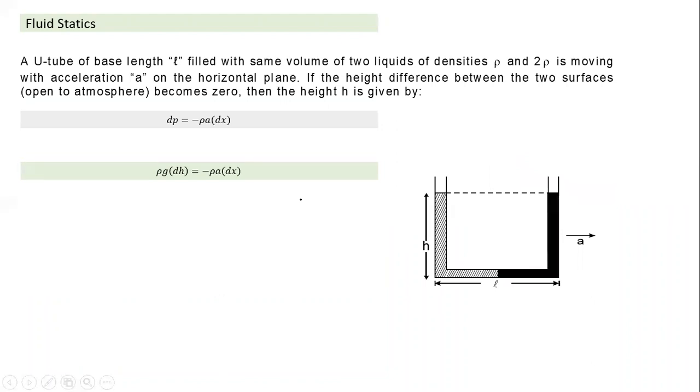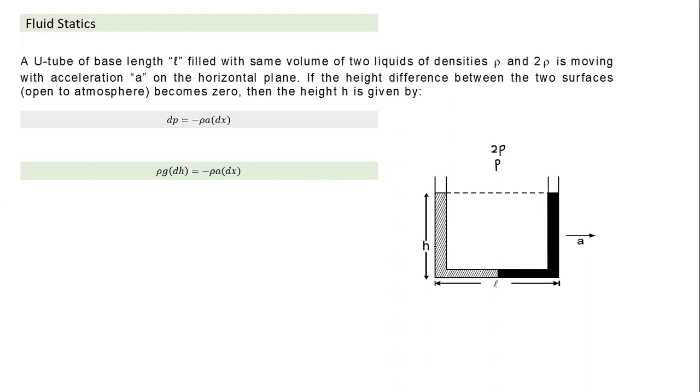So let's take up a couple of cases here. A tube is filled with the same volume of two liquids, of density rho and 2 rho. It has a base length of L, so this length is L here. It is moving with acceleration a towards the right hand side. One of them has a density of 2 rho and the other liquid has a density of rho. The two densities are not equal, but for a particular acceleration, we find these levels on both sides are equal.